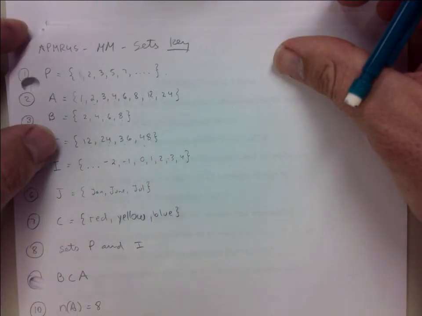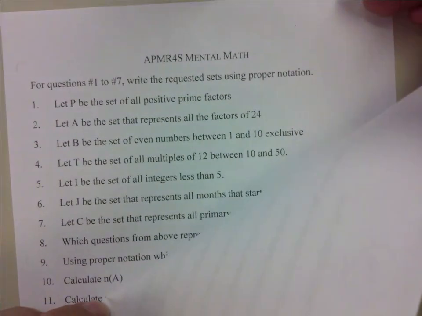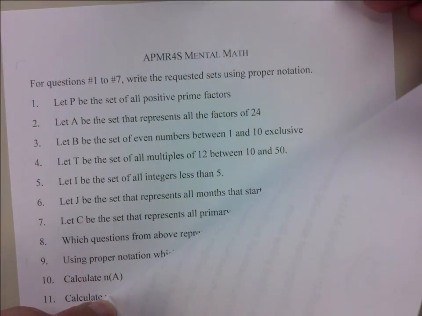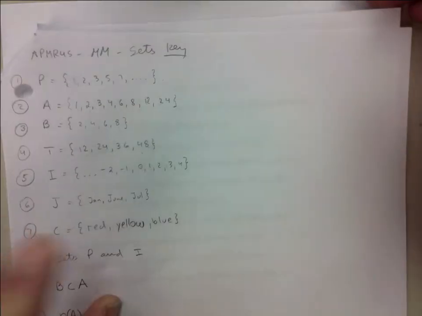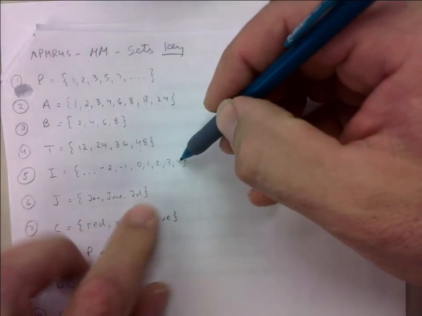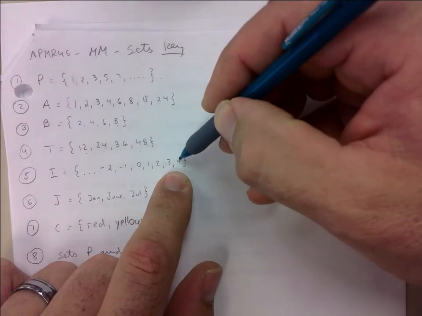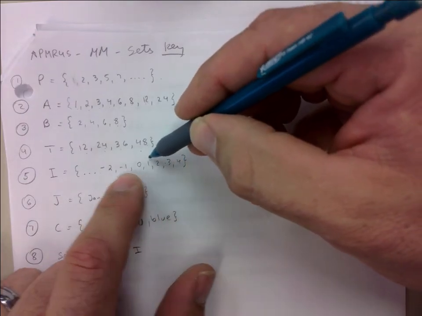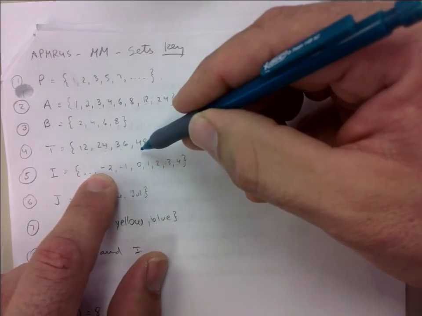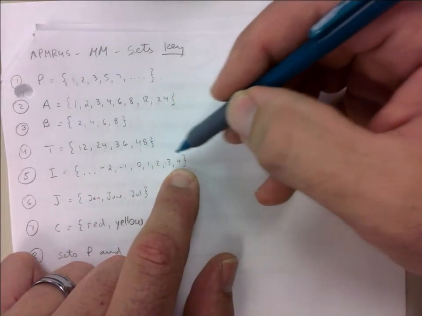5, all integers less than 5, right? I are the integers less than 5. So basically, 5 is the max. You can't include it. It has to be less. So this is basically what it would look like. You're coming from negative infinity all the way up to 5.